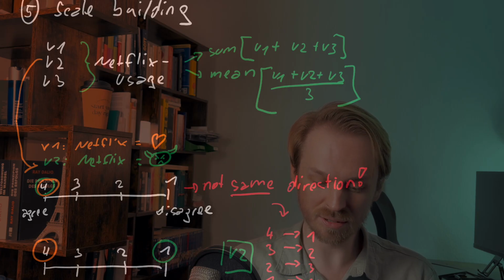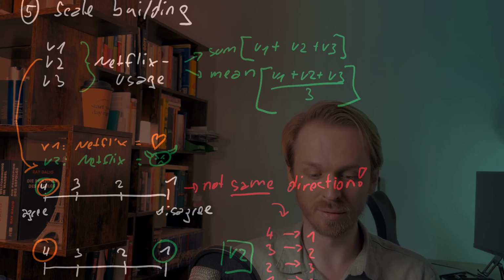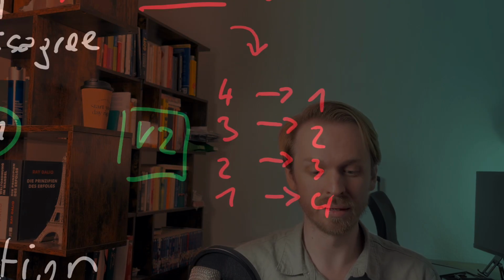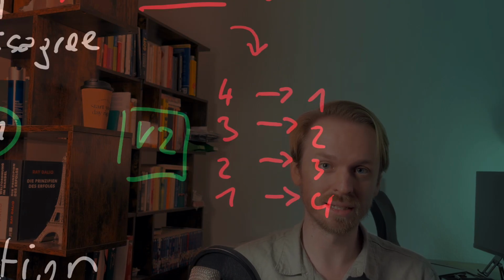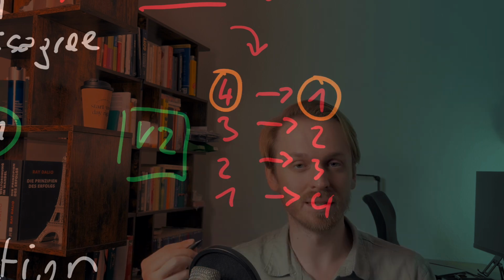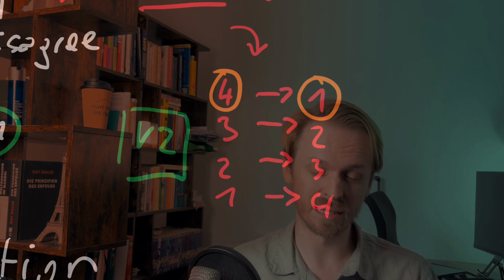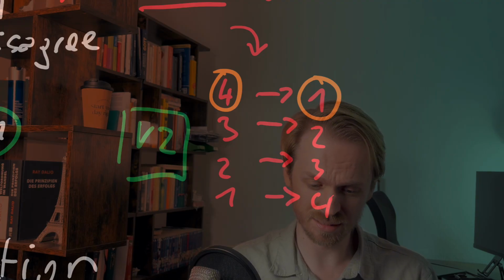So if they're not in the same direction, what do you have to do? You have to transform your data patterns. You have to transform the biggest data point, for example the 4, into the lowest data point. This is very possible in Likert scales. If you have another type of data, it can be a little bit trickier, but for Likert scales, it's rather easy to do.